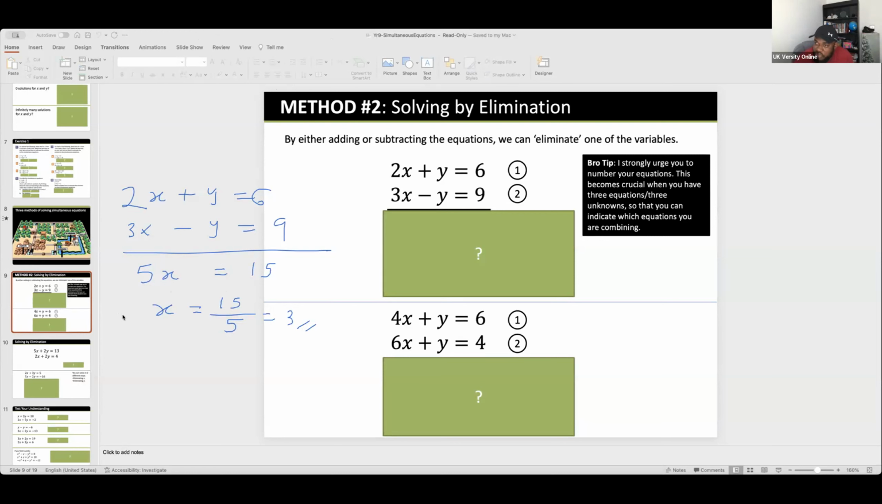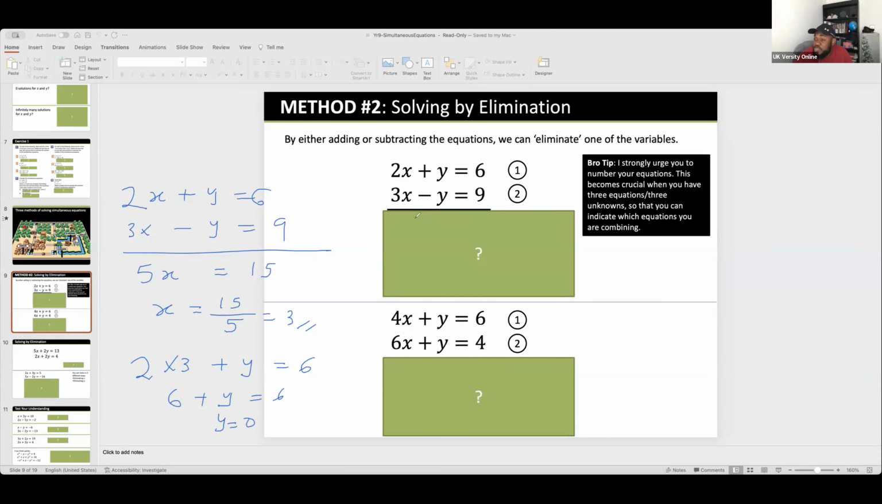Now, since we got x equals 3, you can use that x to solve what y is. Anywhere you see x, you put 3 there. So that gives you 2 times 3 plus y equals 6. So it's going to be 6 plus y equals 6. That means y is going to be equal to 0. So x is 3, y is 0.